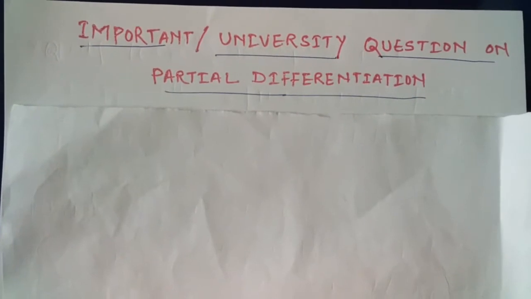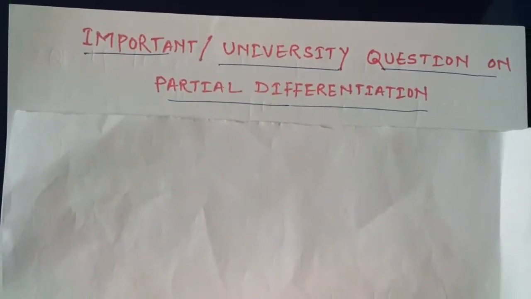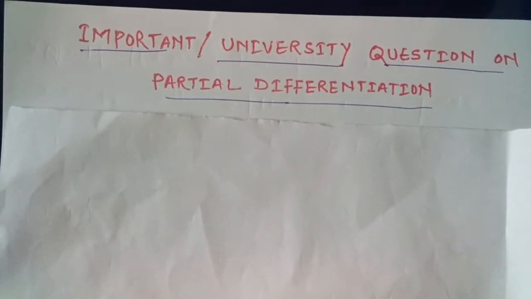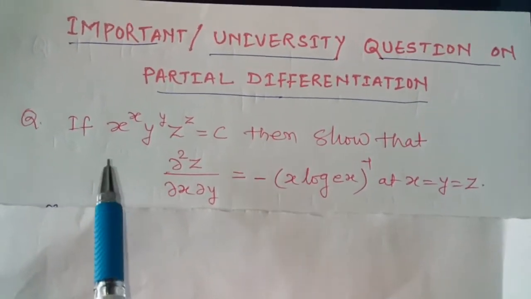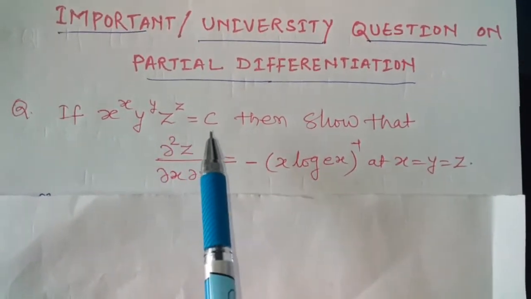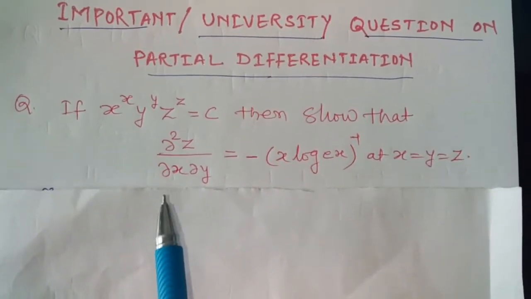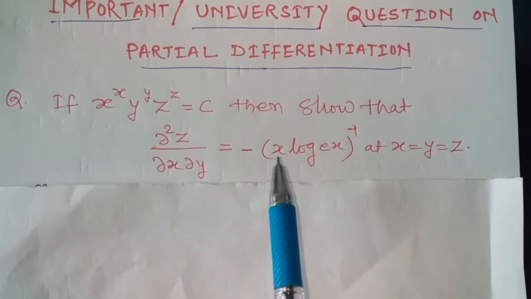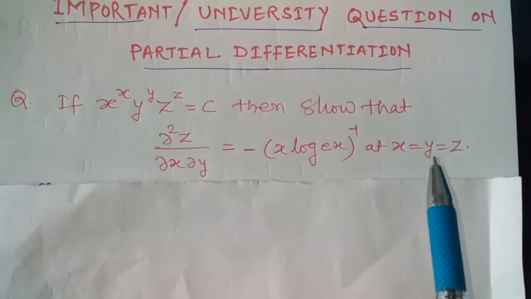In this video, I am going to discuss a few more important examples on partial differentiation. So our next example is: if x^x · y^y · z^z = constant, then show that ∂²z/∂x∂y = −[x log(ex)]^(-1) at x = y = z.